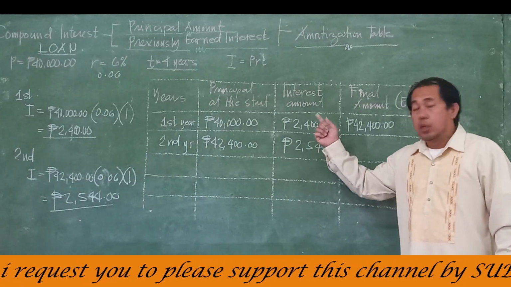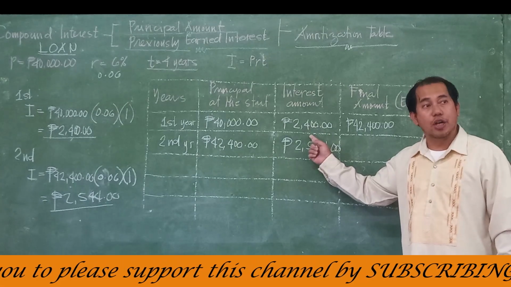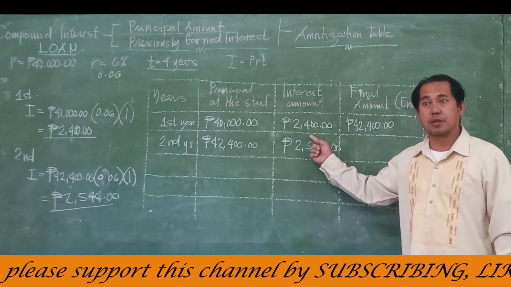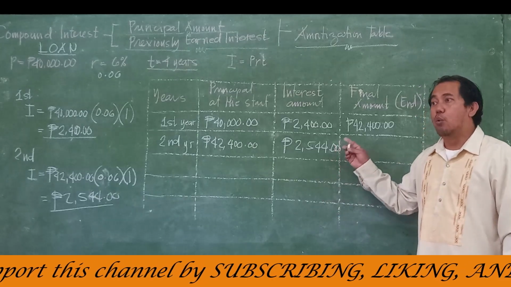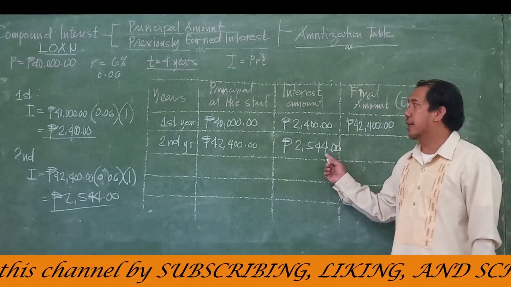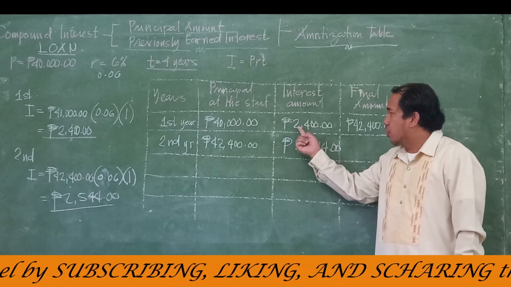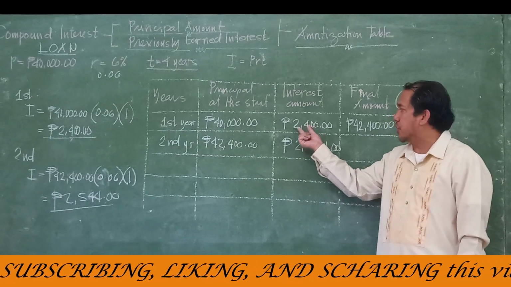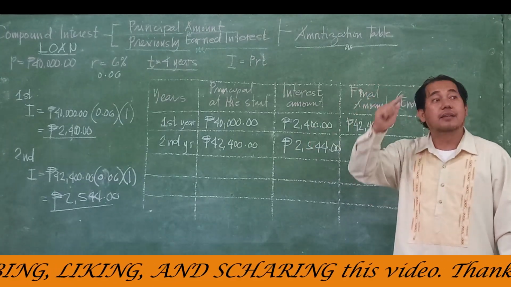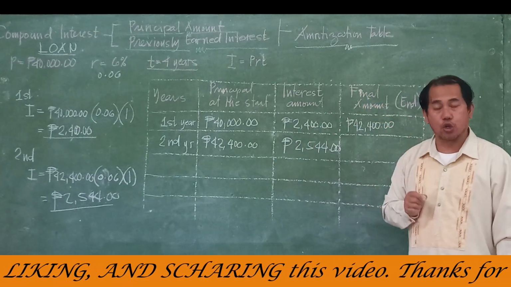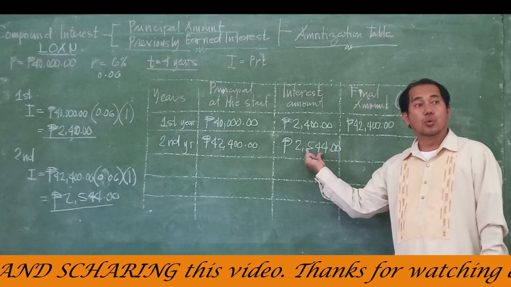Multiply 2,400 multiplied by 0.06. How much? Oh, press them. 144 pesos. Meaning, the 6% interest of 2,400 pesos is 144 pesos. That is added to this one, so it will give you 2,544.